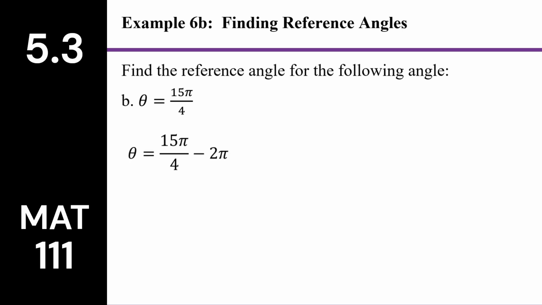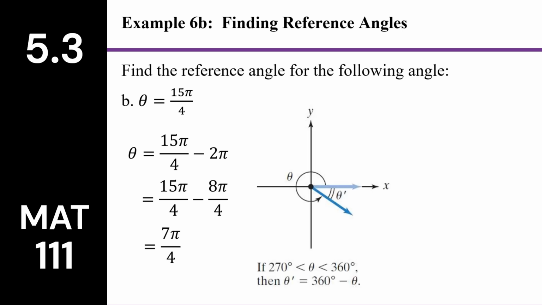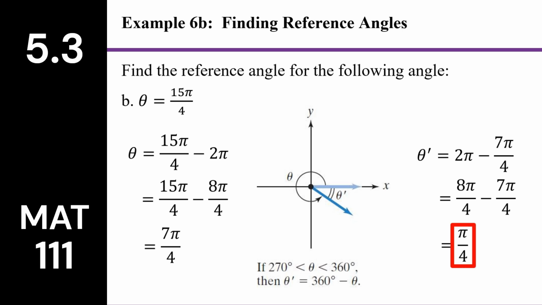So first we will subtract 2 pi. We get the common denominator, and that simplifies to 7 pi over 4. That's our theta. We notice that theta ends in the fourth quadrant, so to find our reference angle, we subtract it from 2 pi. 2 pi minus 7 pi over 4, we get a common denominator, and we subtract, and we get a final result of pi over 4.